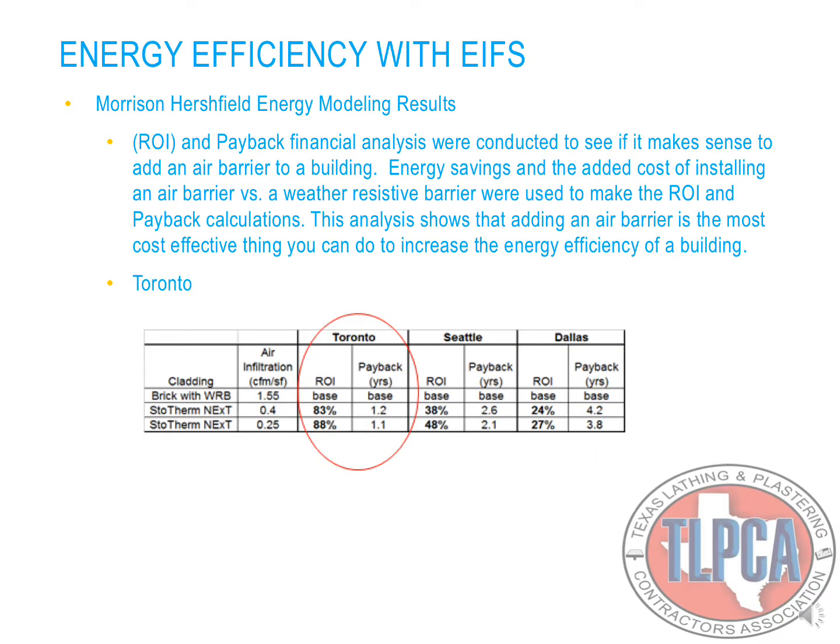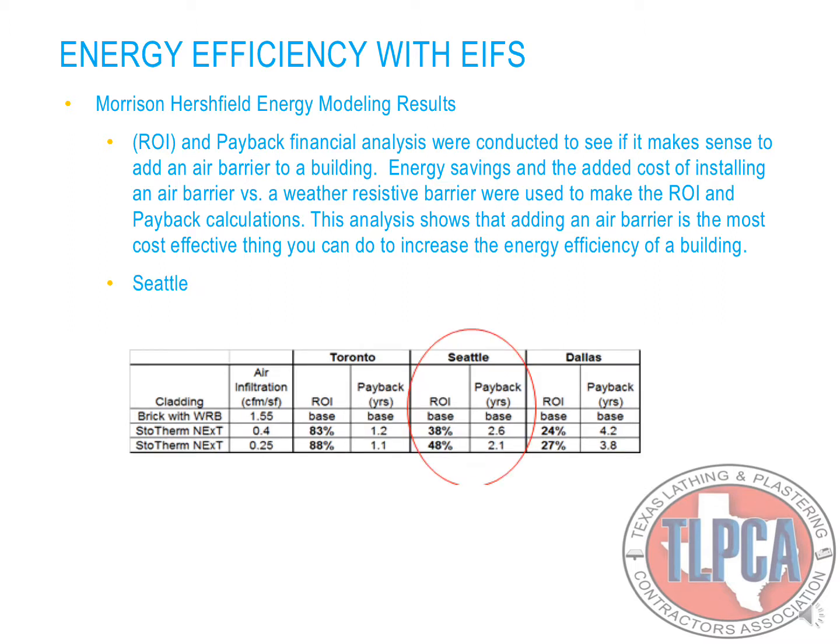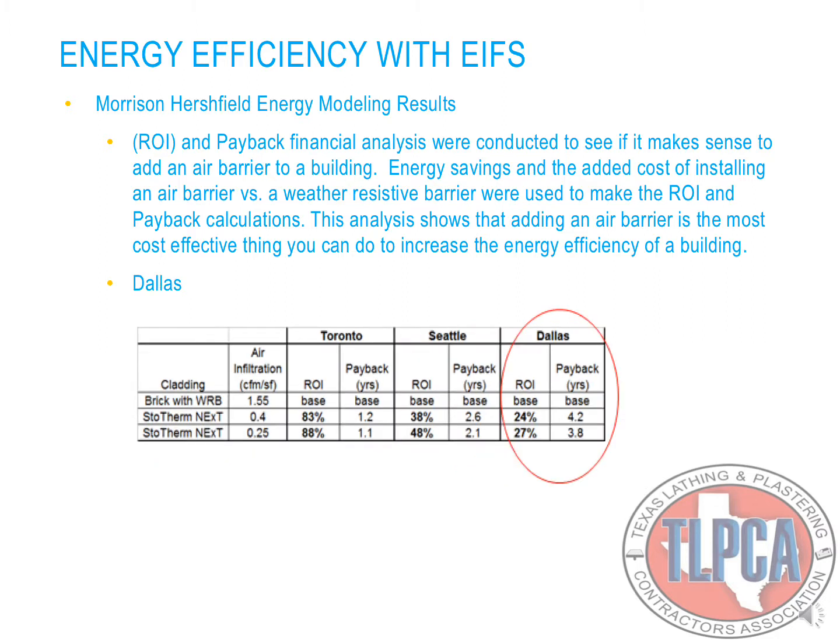Return on investment and payback financial analysis were conducted to see if it makes sense to add an air barrier to a building. Energy savings and the added cost of installing an air barrier versus a weather-resistant barrier were used to make the return on investment and payback calculations. This analysis shows that adding an air barrier is the most cost-effective thing you can do to increase the energy efficiency of a building. In Toronto, the payback years was less than 14 months. Seattle was less than 2.5 years. And in Dallas was just over 4 years.